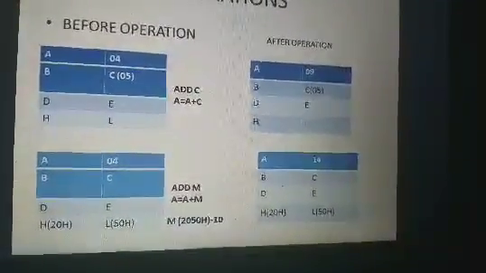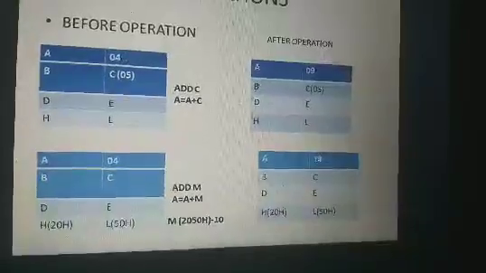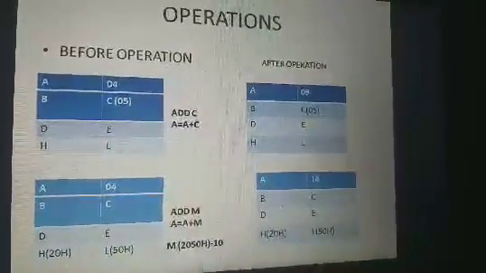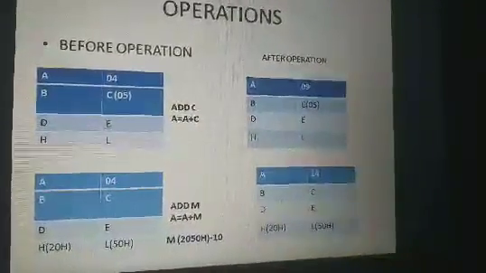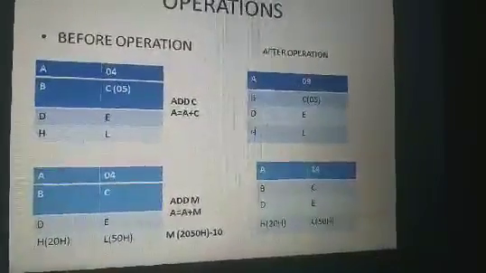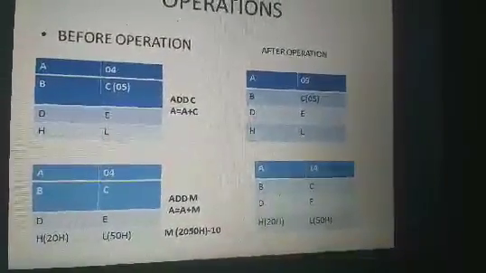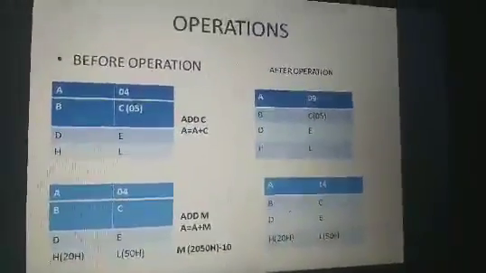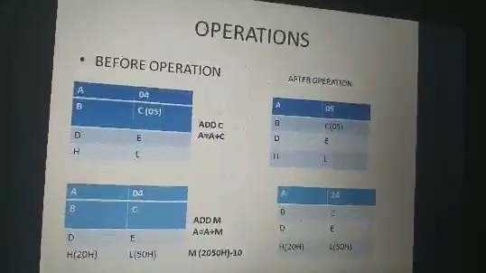Same is the instruction with ADD M, that is A plus memory. Memory is specified by 2050H and the data present is 10H. So the answer will be 4 plus 10, that is 14, and this 14 will again be stored in the accumulator. So this is the simple ADD instruction.